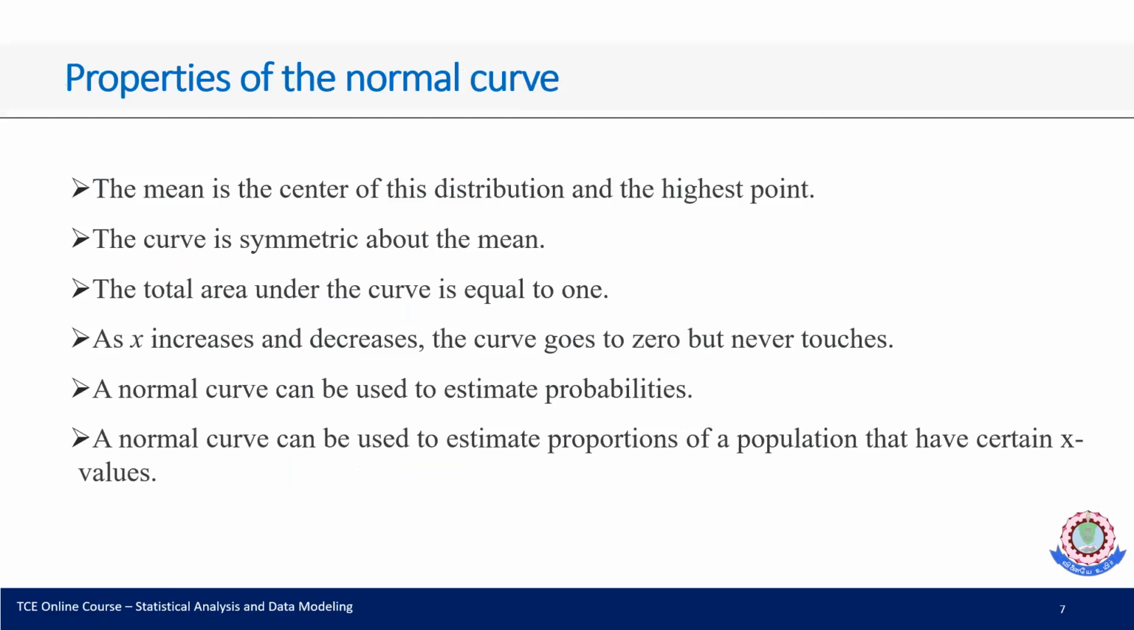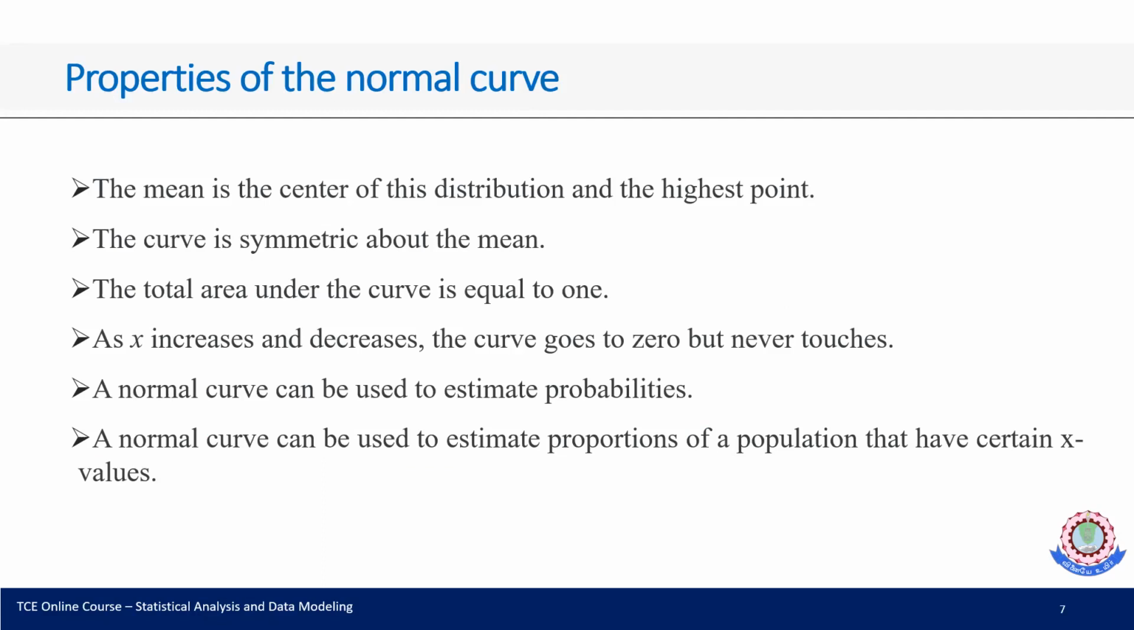Regarding the properties, the mean is in the center of the distribution and holds the highest point. The curve is symmetric about the mean. The total area under the curve is equal to 1. Whenever x increases or decreases, the curve goes toward 0, but it never touches the axis on either side.